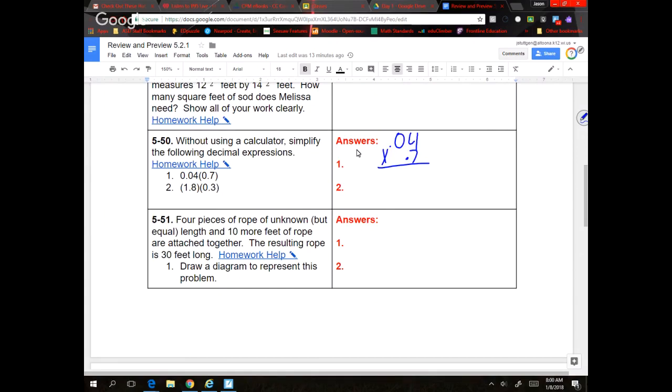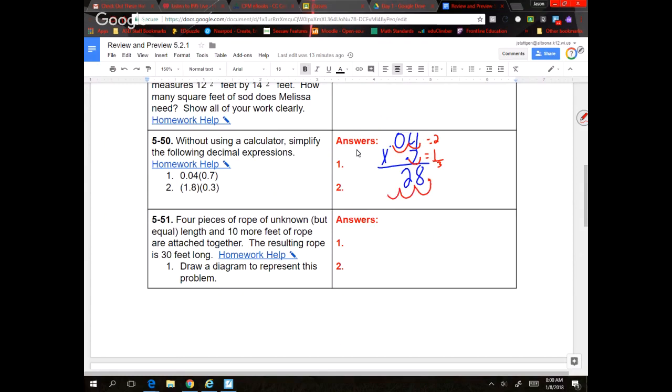So I'm going to solve this as if it was 4 times 7. And I know 4 times 7 is 28. Now I count how many decimal points they were moved. So the 7 was moved 1, and the 4 would have been moved 1, 2. So in total, the decimal point was moved 3 spots. So if it's 28, the decimal point is after the 8. I'm going to move it 3 back.